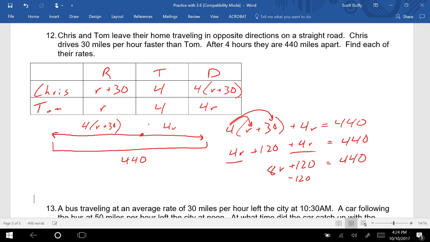Subtract 120, and I get 320 equals 8R. Divide by 8, and I get R equals 40. Each of their rates, well, the R would be for Tom, so he's going 40, and then 40 plus 30 is 70.